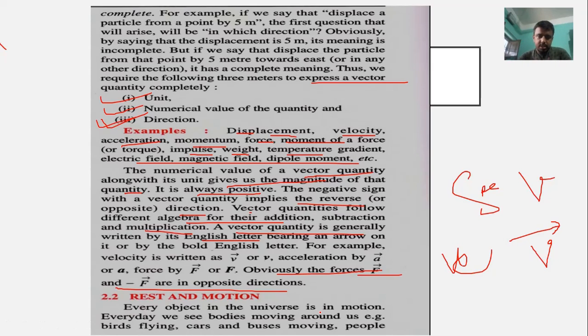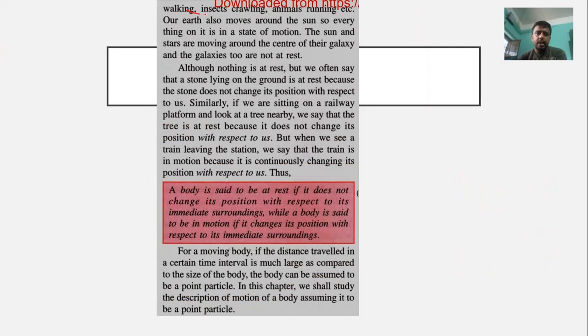Every object in the universe is in motion. Every day we see bodies moving around us. Examples: birds flying, cars and buses moving, people walking, insects crawling, animals running, etc. Our earth also moves. If you are sitting and watching this video, you can consider yourself at rest, but you are on earth and earth is moving. Even though earth looks still, it is moving at a very high speed. So we cannot consider anyone at rest. Everyone is in motion.